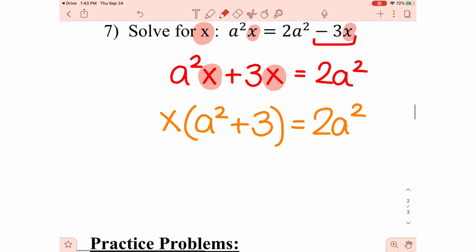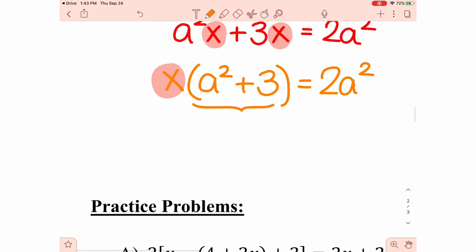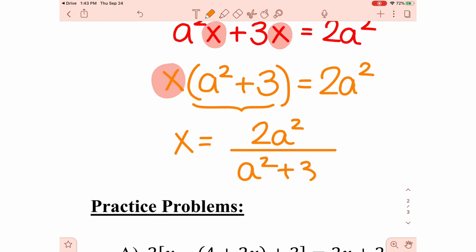And now to get the x totally alone, I simply have to divide over this entire quantity. Okay, so divide it over to the right side, and my answer looks like this. 2a squared all over a squared plus 3. And I could put parentheses around that, but I don't really need it. Those a squareds don't cancel because on the bottom, the a squared is part of a binomial. Okay, so I'm done.